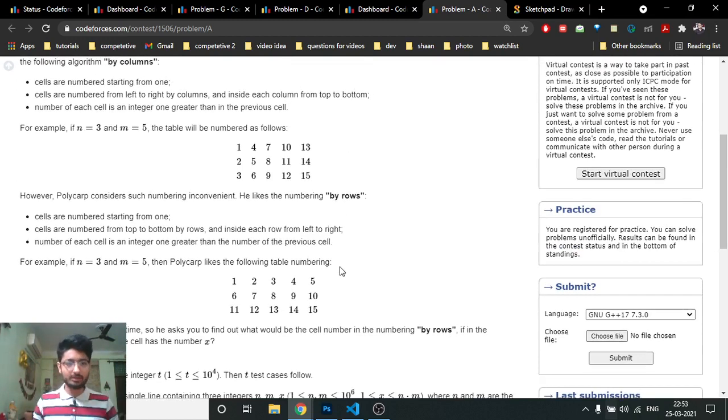You are given a table with dimensions and some number, and you have to tell, wherever this number is present in the column-wise table, what number is present at that same position in the row-wise table. So you first have to understand the pattern in the column-wise table, find the position of that number, and then use that position to find the row-wise value. That's the whole logic. I'll tell you how you can find it out.